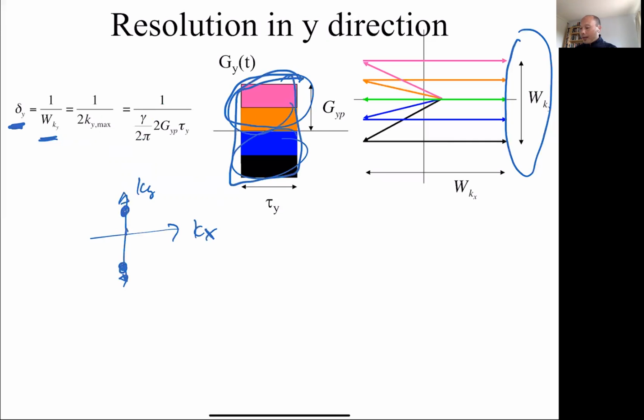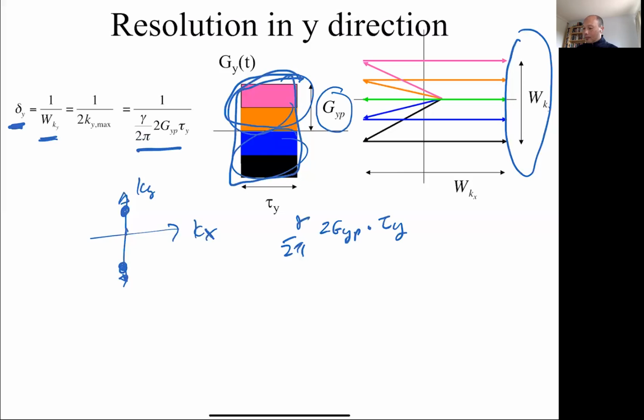So what is that area? Well, if the largest gradient I have is GYP, then the total extent is 2 GYP times tau y, which is the area. And then I just multiply by that gamma over 2 pi. So that's where this equation is from.